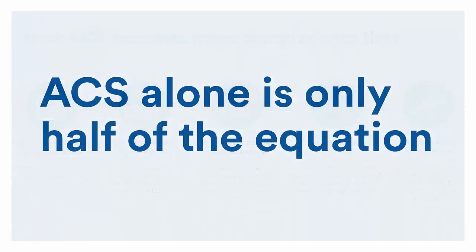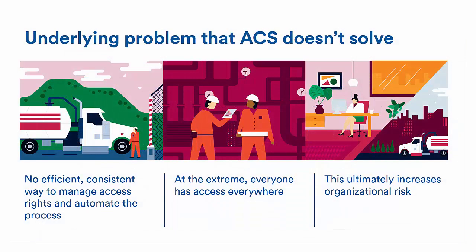And it goes unnoticed because access control alone is really only half of the equation. Access control today is about managing doors, cardholders, and credentials. You run reports, you manage alarms, you control access. Access control systems were never designed to automate access rights management or help ensure compliance, creating a gap in the market as companies evolve. So, finding the right balance between restricting access, lowering risk, and ensuring convenience is a tough balance to strike because there's no efficient, consistent way to manage access rights and automate the process.